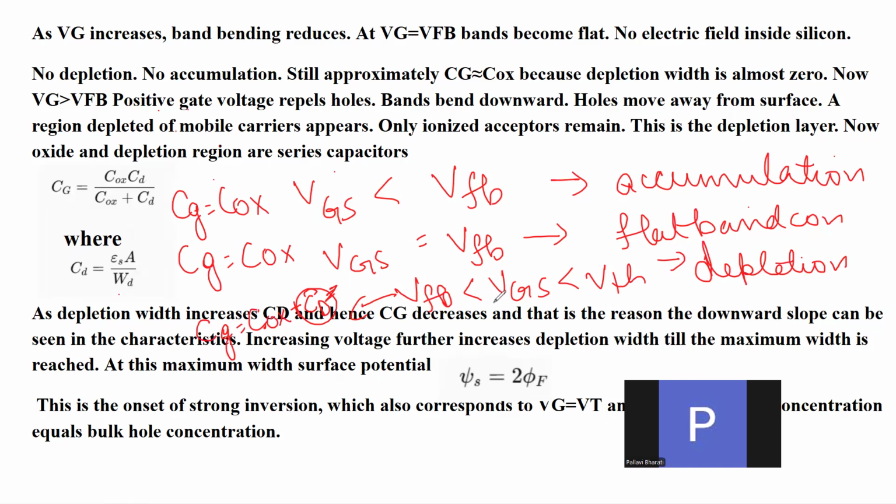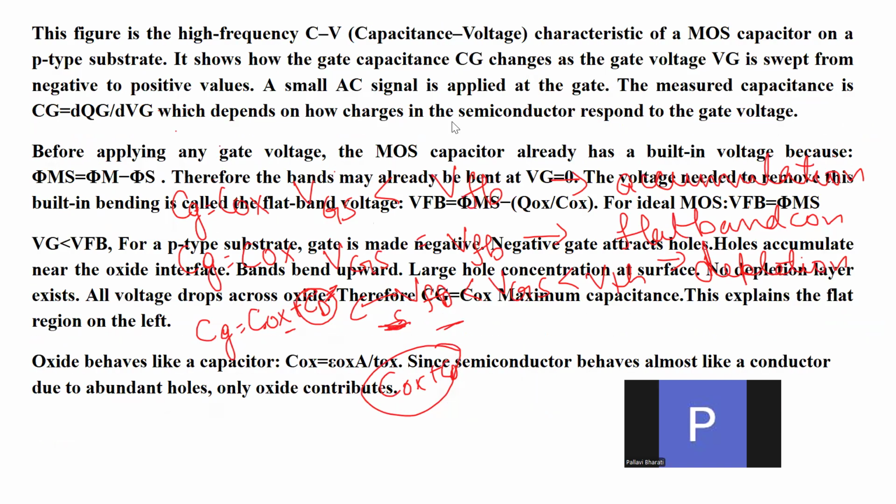As the depletion width increases, CD and CG decrease. The oxide capacitance and the depletion layer capacitance come in series, so the gate capacitance decreases as the depletion layer increases. And that is the reason the downward slope can be seen in the characteristics. So this is the characteristic where you can see the downward slope.